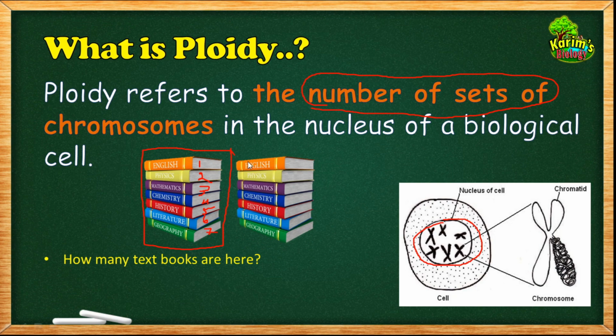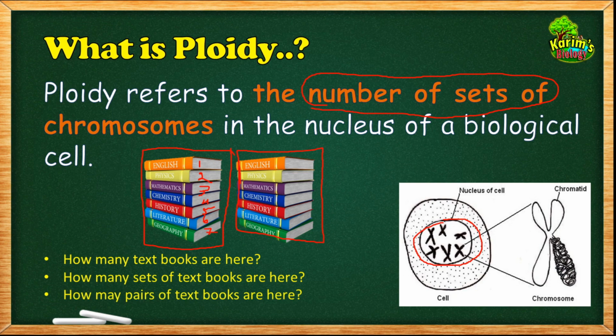See here, there is one more set of books. Is there any difference in the subjects? See, this is English, again physics, again mathematics, again chemistry, history, literature and geography. Altogether, these 7 books make up another set of textbooks. Now can you tell me how many sets of textbooks are here? There are 2 sets of textbooks. This is one complete set, and this is another complete set. That means there are 2 sets of textbooks here.